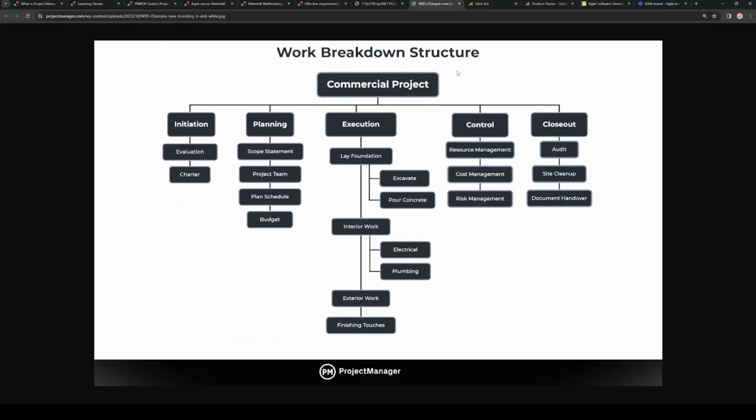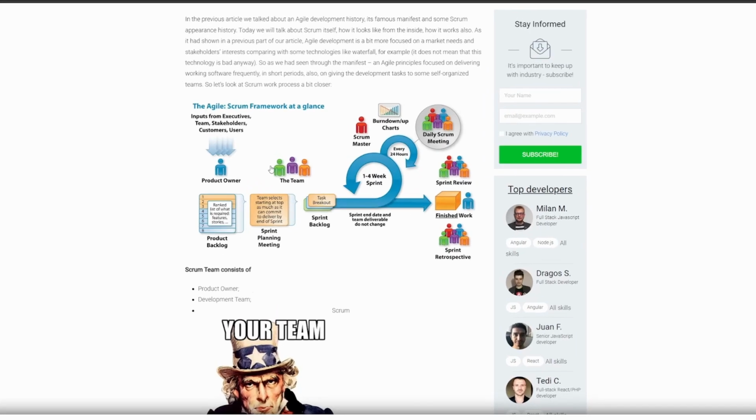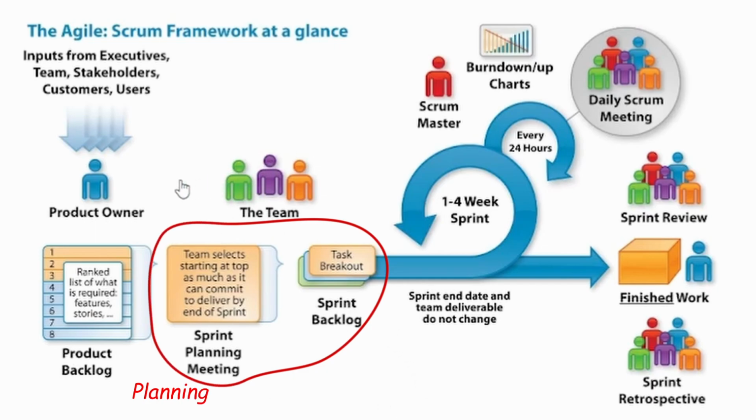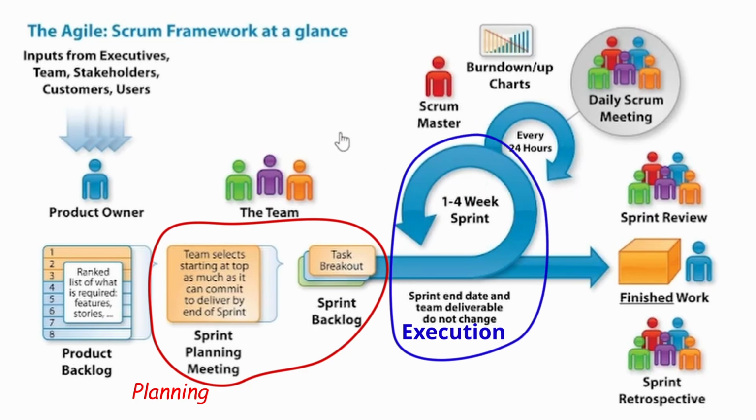In the work breakdown structure, we will focus on the planning, execution, and control. If we take a look at Agile or Scrum, what we can see here is that we have planning. Every sprint usually starts with planning: what work items we will take into the sprint. Then we have execution, and then we have two types of controls.